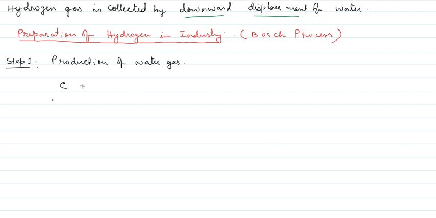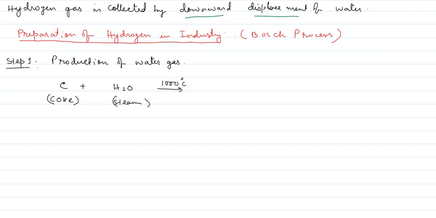Coke, and it is not that Coke Pepsi which you drink. Coke means the partially heated coal. When the coal is heated, it forms coke. It is reacted with hot steam at 1000 degrees Celsius, a very high temperature.